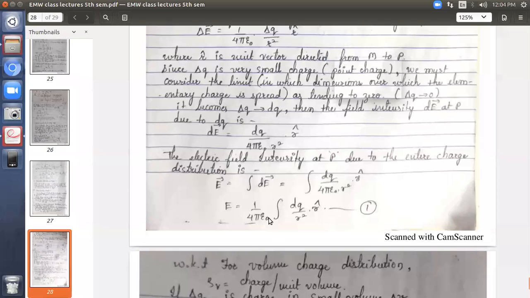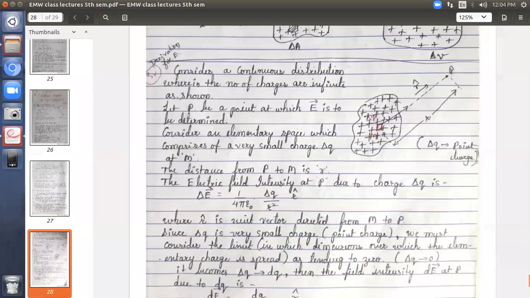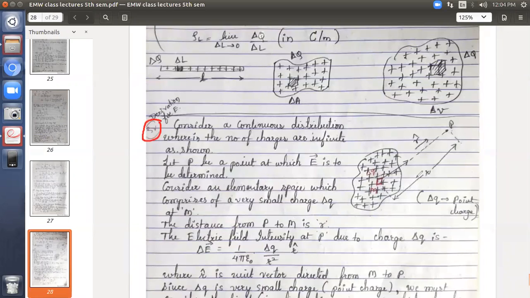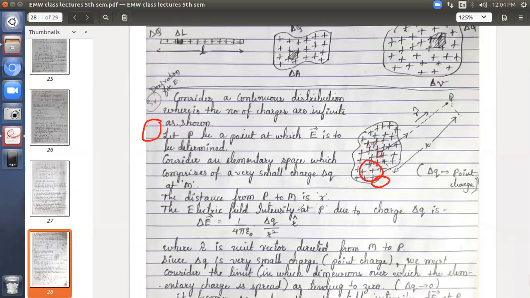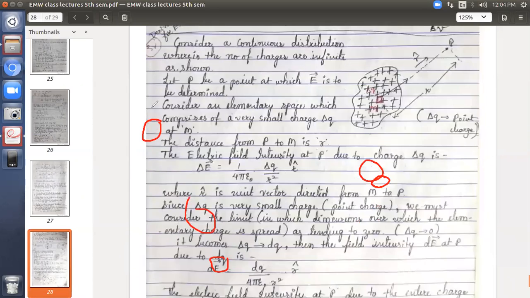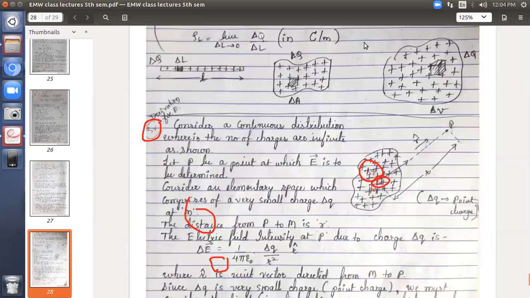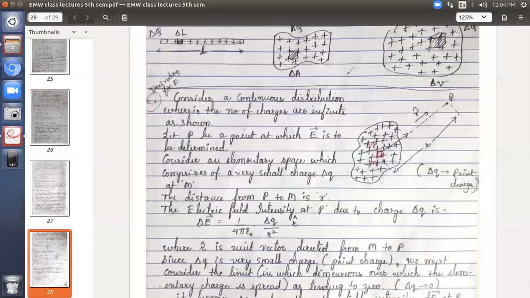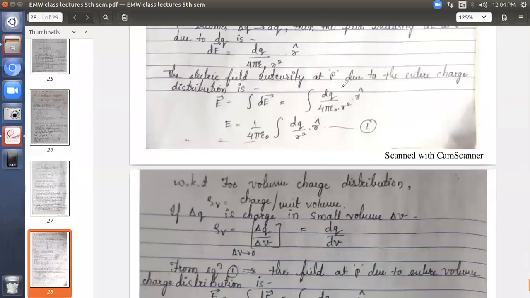I am integrating it. Till now we have got this equation 1. Remember, I have not yet applied this rho v concept. I am taking a small part, I have taken the small q, found a small electric field, and then applied it to the complete portion to get the total E. But nowhere have I used this term rho v. Now let us use the charge distribution, volume charge distribution, which is the heading concept.